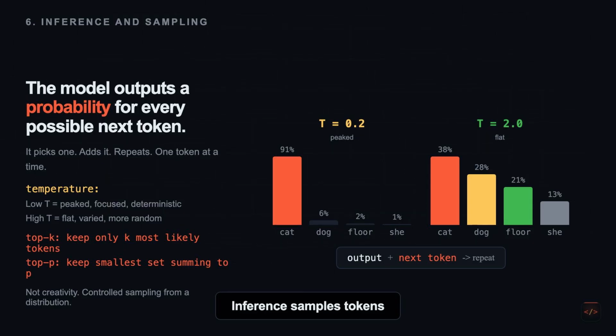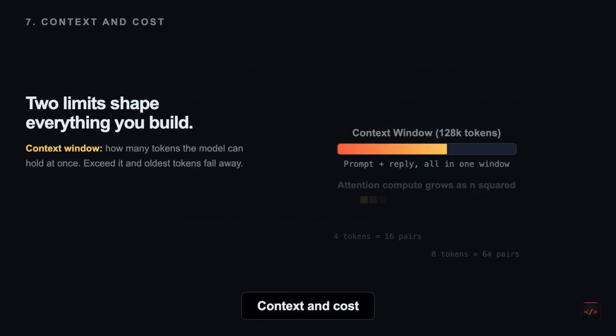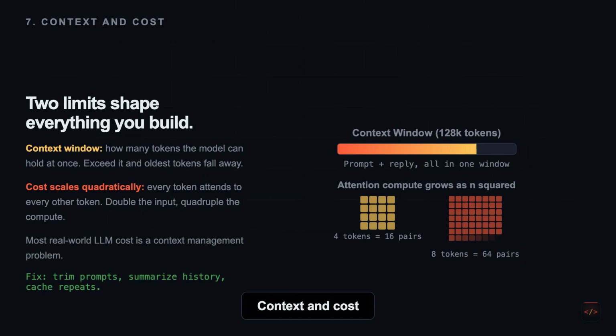Okay, so once you have done this inference and sampling, you control these parameters, right? After that come the limitations. These are the two limits which shape everything you build. The context window is how many tokens the model can hold at once, your prompt plus all its replies, even the history ones as well. Go over it and the oldest tokens just fall away, and cost grows fast.